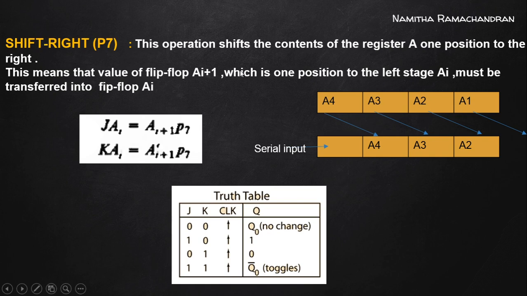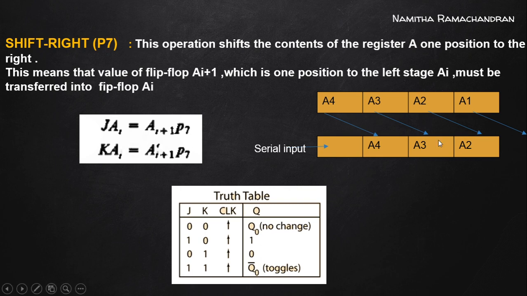After this shifting operation, in the next state, the first position holds the value from A2 of our previous state. The second position in the new state holds the value from the third position of our previous state. And the third position in the next state holds the value from the fourth position of our previous state. And the vacant position in the MSB bit position is filled from an external serial input.